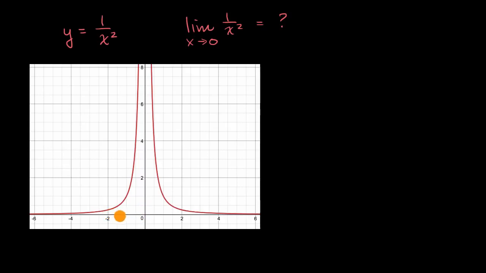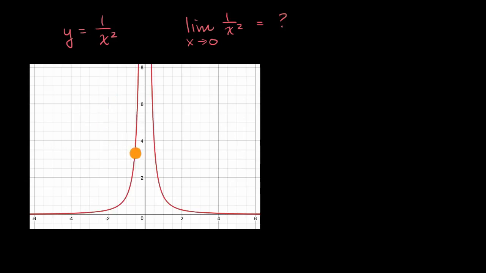The closer we get to 0 from the left, you take 1 over x squared, it just gets larger and larger and larger. It doesn't approach some finite value. It's unbounded, has no bound. And the same thing is happening as we approach from the right. As we get values closer and closer to 0 from the right, we get larger and larger values for 1 over x squared without bound.